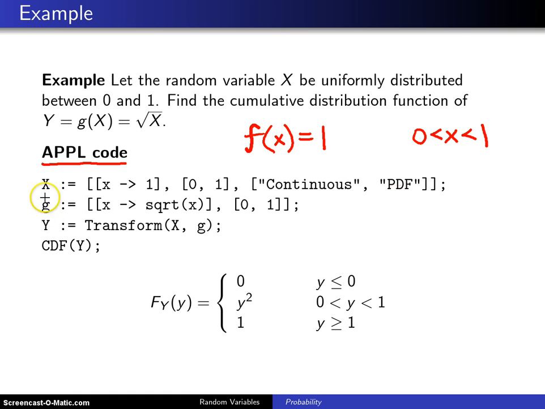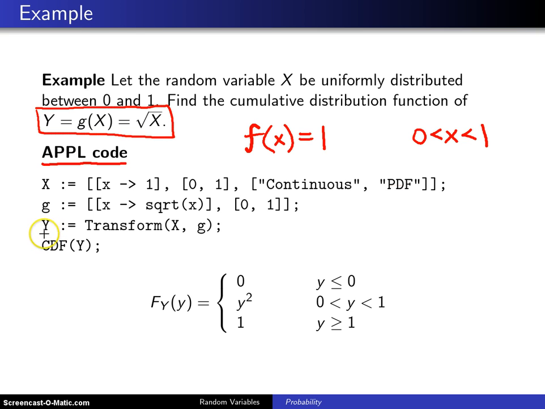The second thing to do is to define a function g, and in this case y equals g of x is the square root of x, and that's done by a list of 2 sublists. The first gives the transformation, the square root of x, and the second sublist gives the values, and that is the values between 0 and 1, where this transformation can be applied.